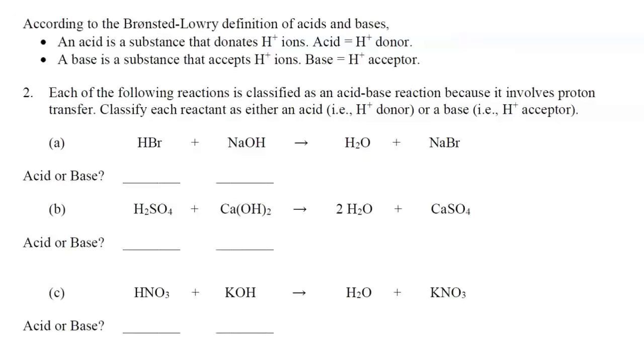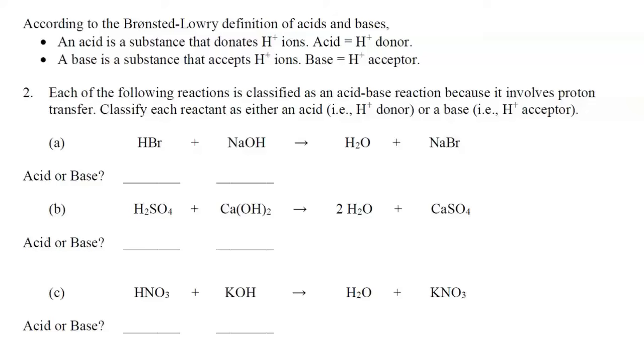So according to the Bronsted-Lowry definition of acids and bases, an acid is a proton donor, or an H+ donor, because it donates H+ ions. A base is a proton acceptor, or an H+ acceptor, because it accepts H+ ions. In number 2, it says each of the following reactions is classified as an acid-base reaction because it involves proton transfer. Classify each reactant as either an acid, H+ donor, or a base, H+ acceptor.